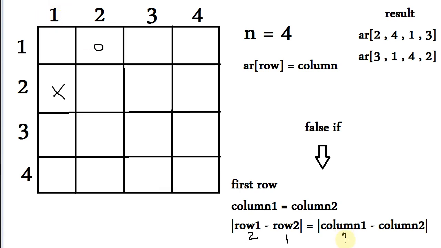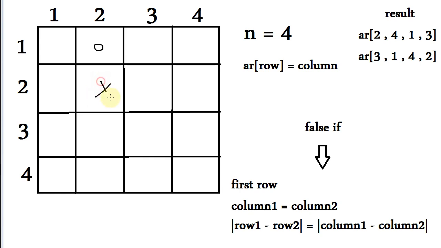Place it here, and the column for our previously placed queen is 2. Now if we subtract this, we ignore the negative. If we subtract this, you see we have 1 equal 1. So this checks true, this is diagonal, and we cannot put our queen in here.